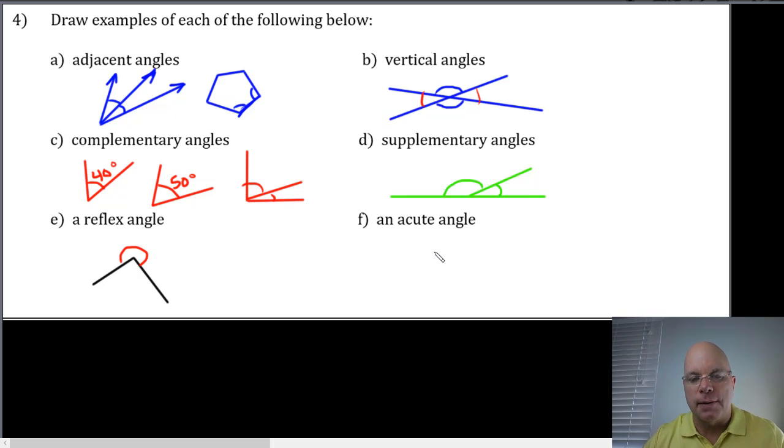Acute angle is less than 90. So any just small angle would be acute, like that.